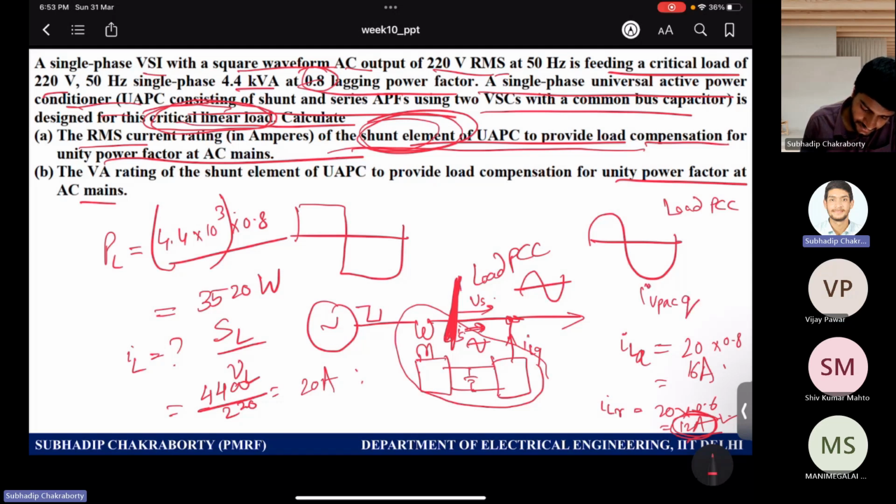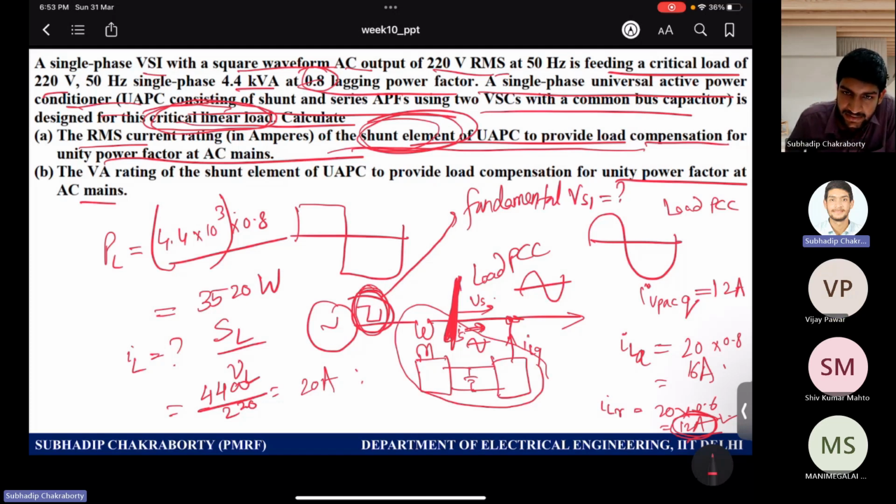UPAC Q, meaning reactive, is 12 amps. Now I told you that active power transfer happens only due to the fundamental, because the load is purely linear. So active power transfer happens between the fundamental of the voltage and current. Now, can anyone tell me what is the fundamental of the supply? Calculate the fundamental VS1 of the square voltage. 2 root 2 by pi, yes, but that is of the peak. So peak is this much, 220 volts. Calculate what is coming.